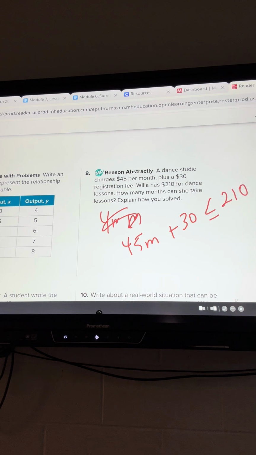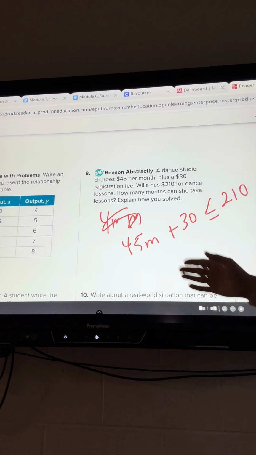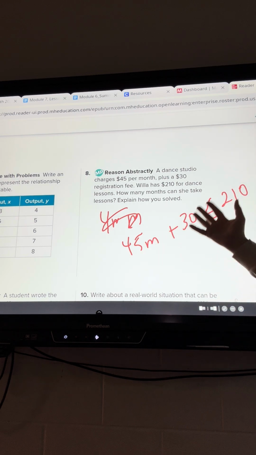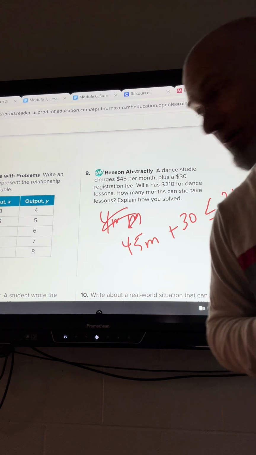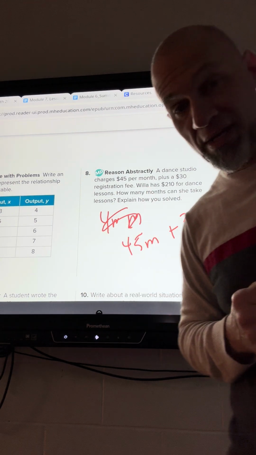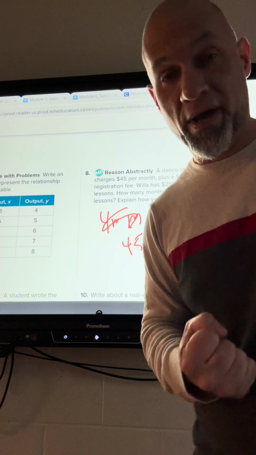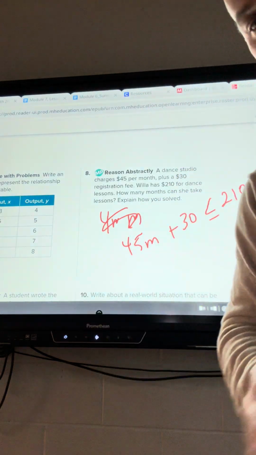So this is more like an inequality than an equation. The number of months times 45 plus that $30 fee has to be less than or equal to 210. You've got to figure out how many months she can take those lessons. I gave you the inequality. Figure out what the value of the variable is.